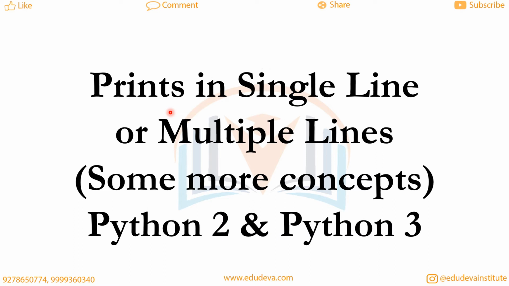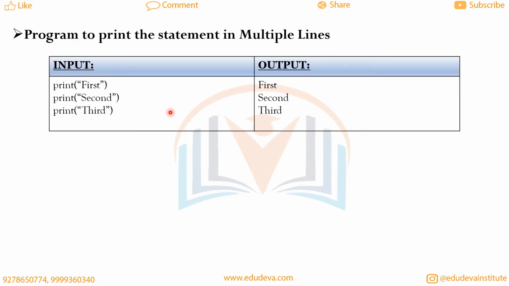So we will learn what is the difference when we need to print some matter in single line or multiple lines. So what is the difference in Python 2 and Python 3? When we need to print the statement in multiple lines, then the code to print the statement in multiple lines will be same in Python 2 and Python 3. It means that it doesn't matter whether we are working on Python 2 or Python 3 when we need to print the statement in multiple lines.